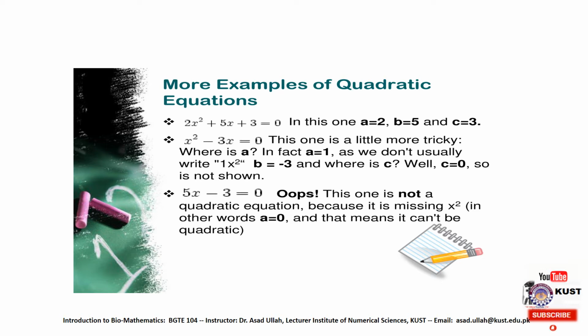In example 3, 5x minus 3 is equal to 0. Here the coefficient of x square is 0. So in a quadratic equation, when the coefficient of x square is equal to 0, it remains no more quadratic. And so 5x minus 3 is equal to 0 is a linear equation.